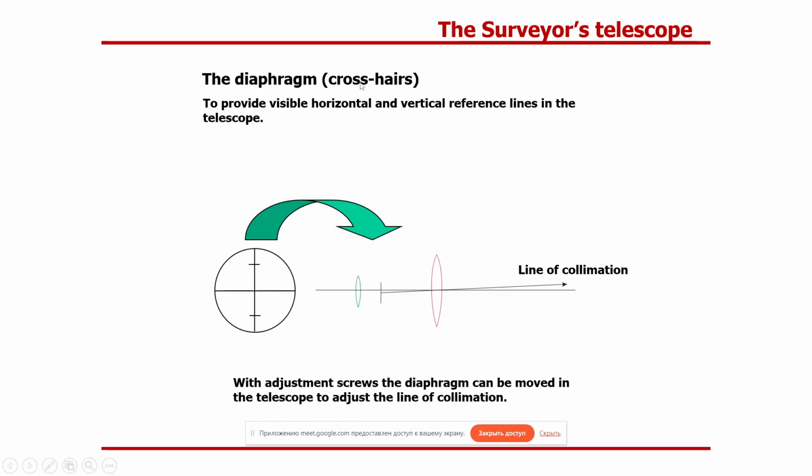We can see crosshairs in the diaphragm. We use these crosshairs to provide visible horizontal and vertical reference lines in the telescope. And the line of sight means the line of collimation. With adjustment screws, the diaphragm can be moved in the telescope to adjust the crosshairs to the line of collimation.